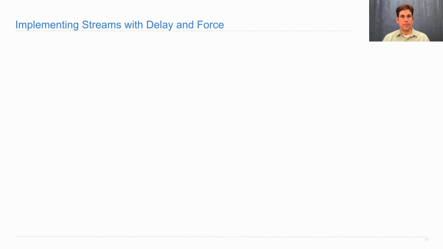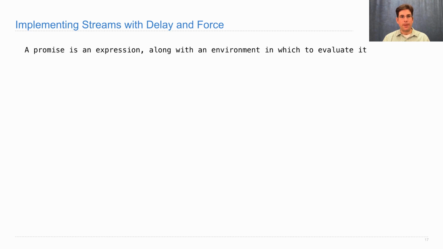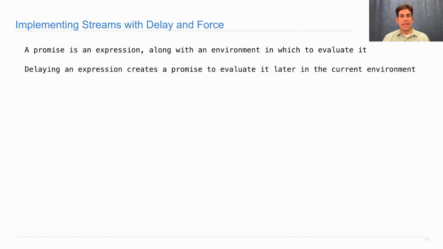When a stream is created and then displayed, you'll see that the cdr appears as a promise. That has to do with the implementation of streams. A promise, conceptually, is an expression along with an environment in which that expression will eventually be evaluated. Delaying an expression creates a promise, a promise to evaluate that expression later, but to evaluate it in the current environment.